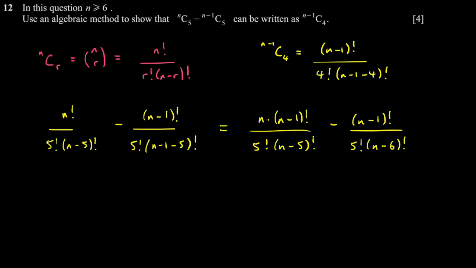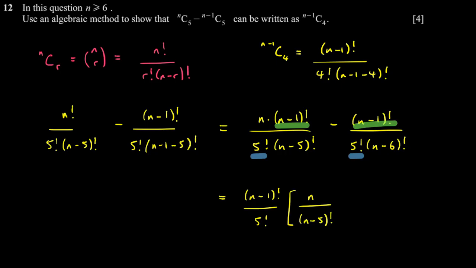Okay, now I think probably at this stage it's worth remarking that there are things that we can factorize out, so that we don't have such a complicated thing to write each time. So I can straight away factorize out n minus 1 factorial, and I can also factorize out 5 factorial, I think. So that's what I'm going to do. I'm going to write down n minus 1 factorial over 5 factorial. So we factorize that out, bracket. What do we have left? n over n minus 5 factorial minus 1 over n minus 6 factorial.